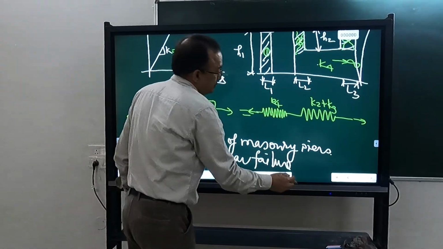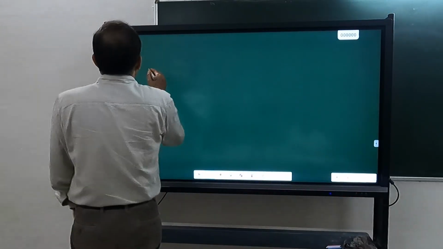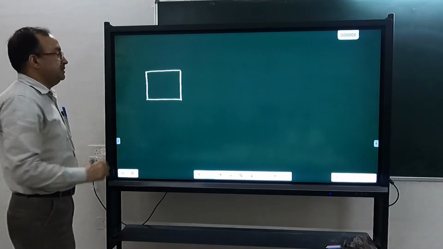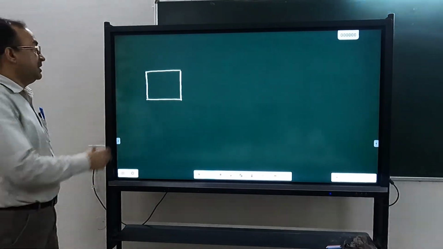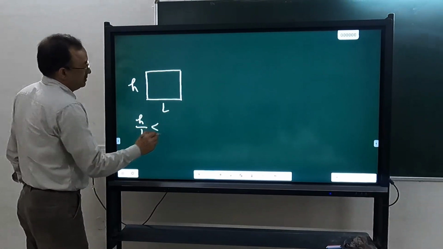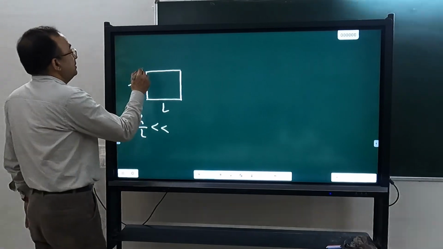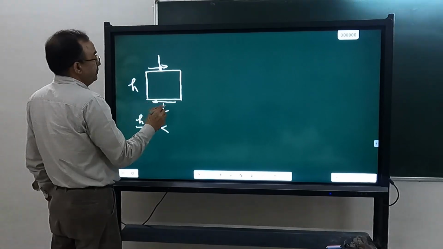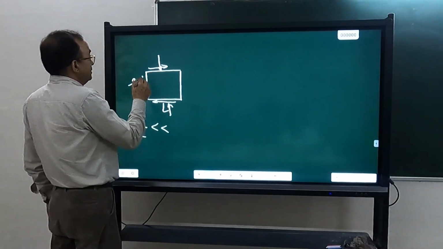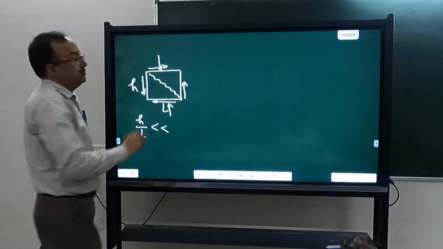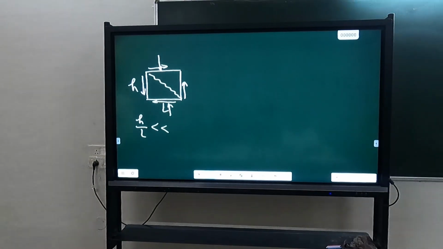And why does it happen? Suppose I have a pier which has lesser height but larger length. So h by L is smaller. Then what will happen? If you apply a shear force here and a vertical load here, and this will act, there will be complementary shear and the failure will occur along the diagonal. Okay, so this is our diagonal shear.